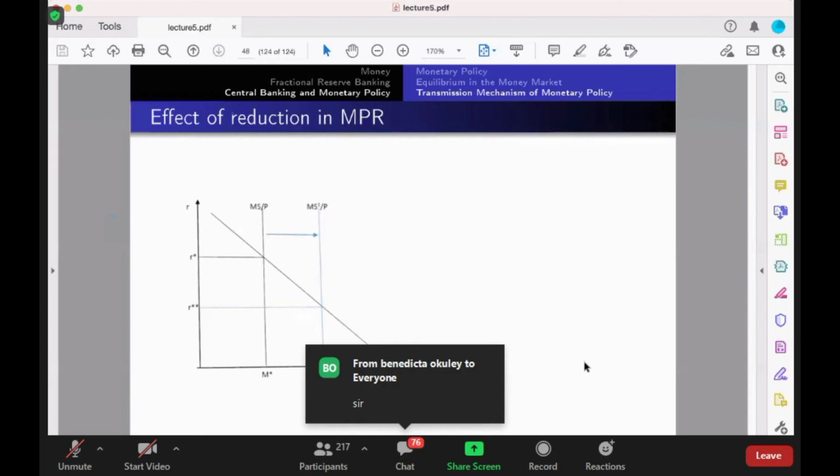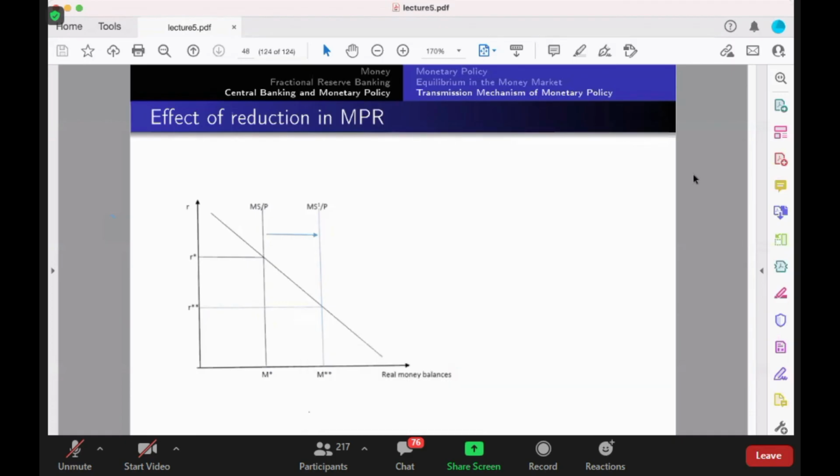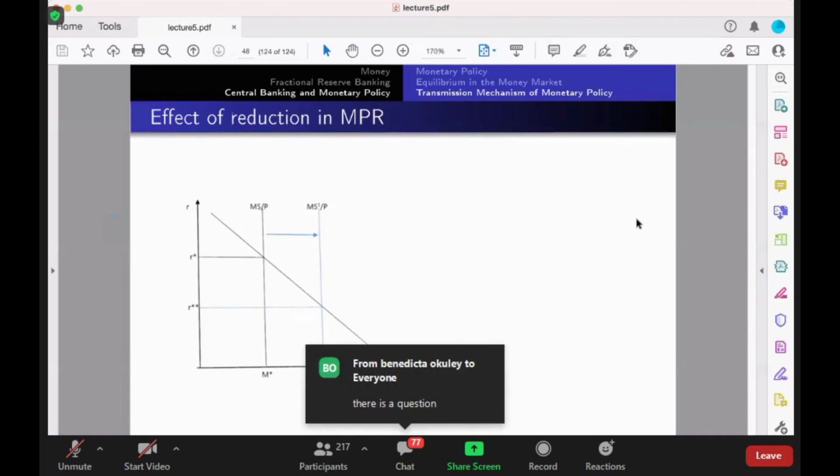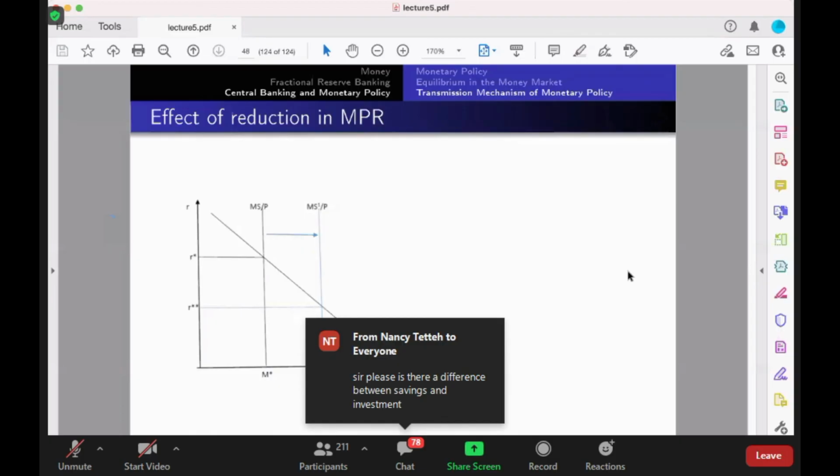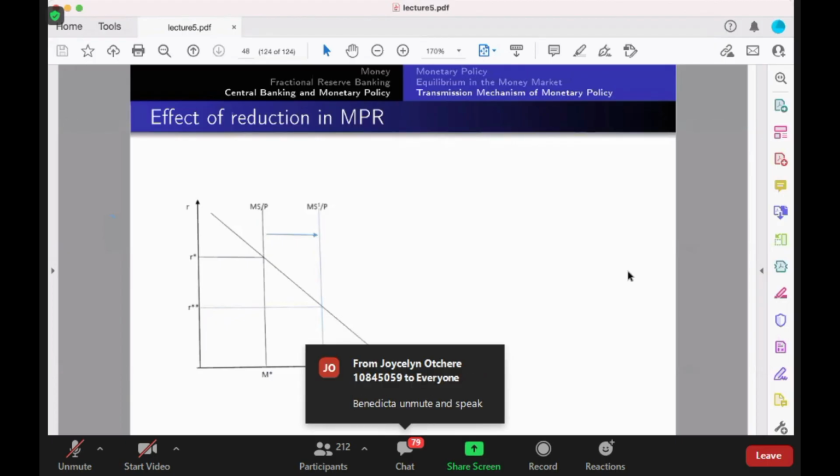Sir, please, one last question. Yes, Matilda. Sir, please, Sister Rita. Okay, go ahead. Please, how did you explain the real interest rates and the nominal interest rate? Oh, I said that it has to do with inflation. The real interest rate is when you adjust the nominal for inflation. There is a Fisher equation that you can use to convert the nominal interest rate into a real interest rate.